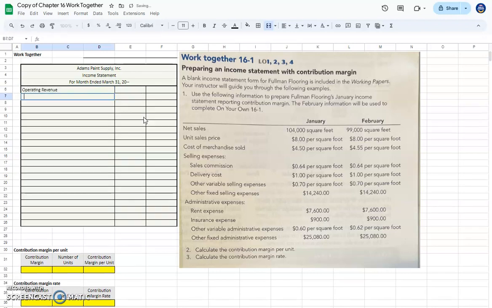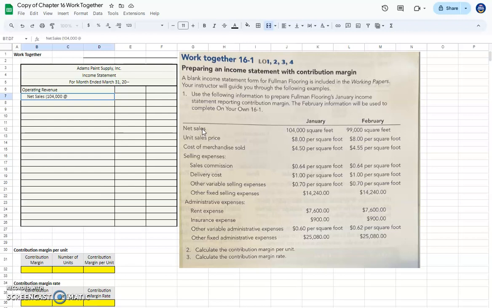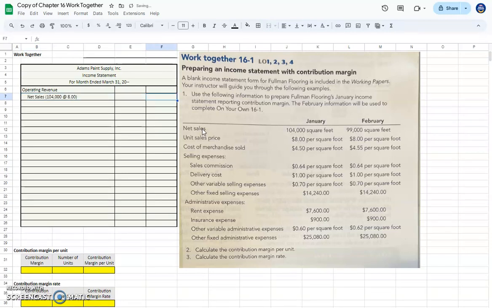Okay, and under that title, we're going to have net sales. And in our text, we've been doing in parentheses the amount of square feet, which is 104,000, sorry. And that's going to be at the price of, where does it say? $8, right below it. Okay. So this number is going to be 104,000 times $8, 832,000 net sales.